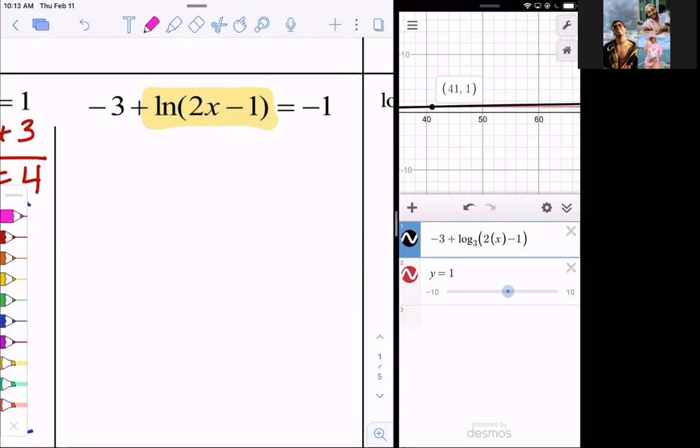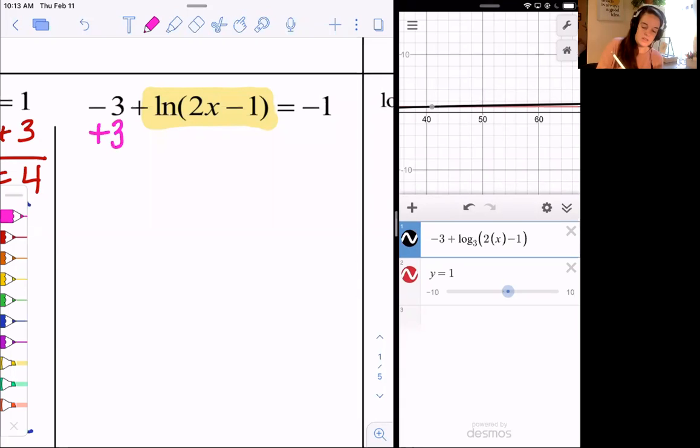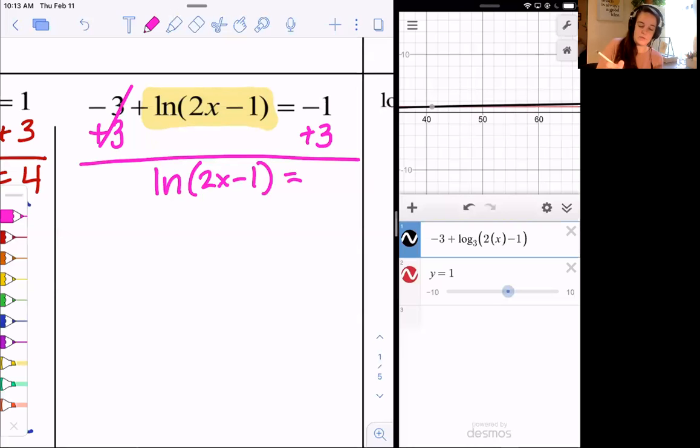We add 3 to the other side. Cool. Adding 3 to the other side. So I get natural log of 2x minus 1 equals, what do I get, Caitlin? 2. Perfect. You want to keep going or you want a popcorn? Popcorn. Okay, choose a person.